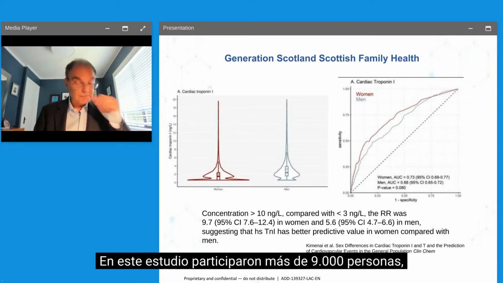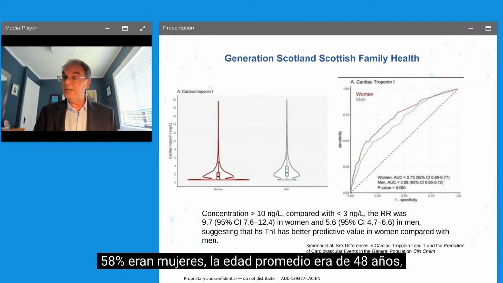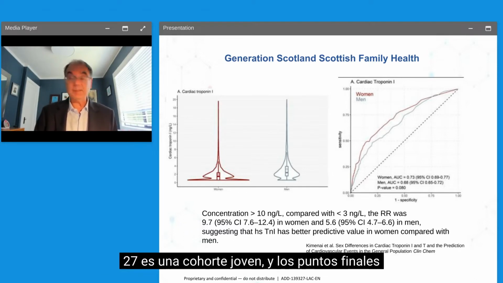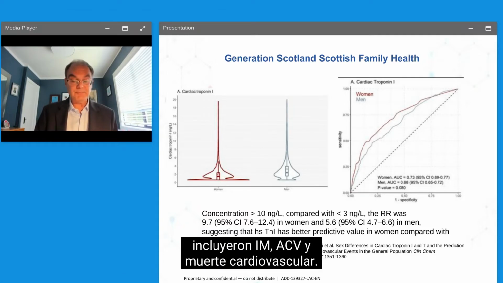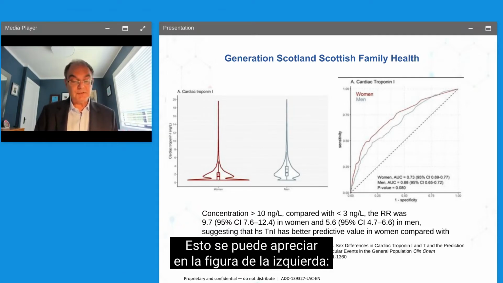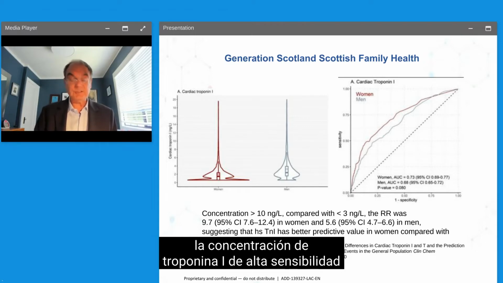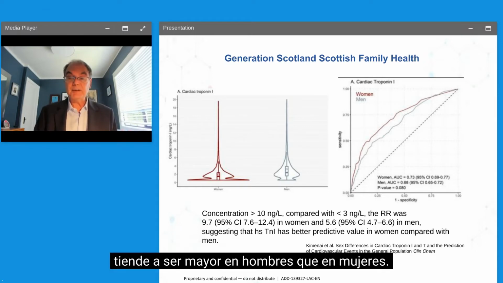This study recruited more than 9,000 people, 58% were women, the average age was 47, so it was a young cohort, and the endpoints included MI, stroke, and cardiovascular death. As can be appreciated in the figure to the left, the concentration of high-sensitivity troponin I tends to be higher in men than in women.